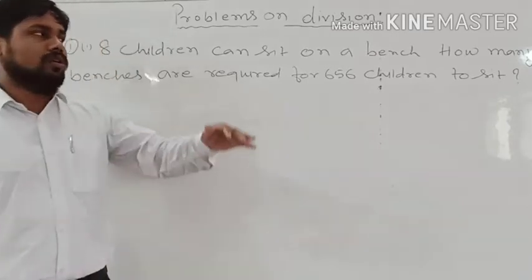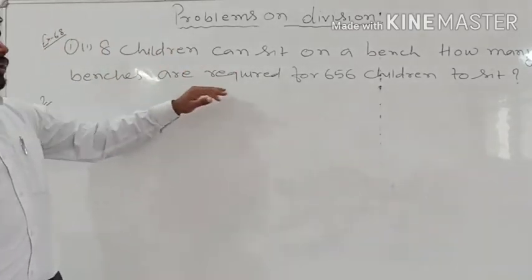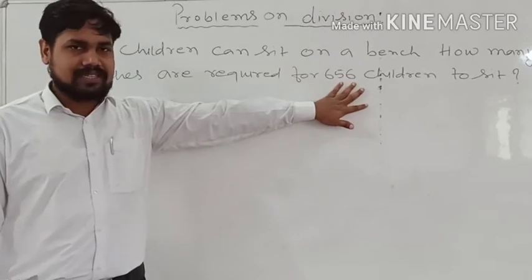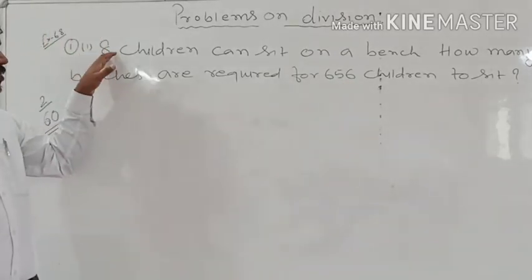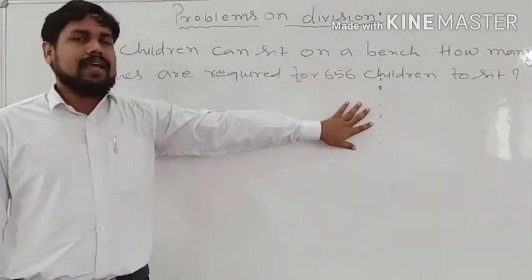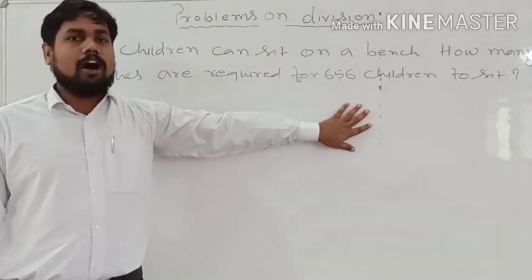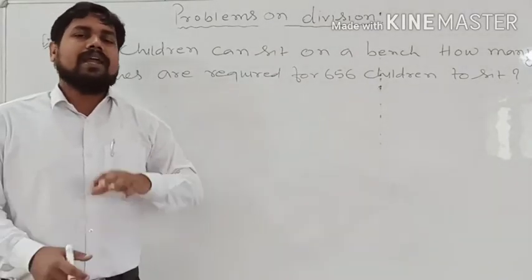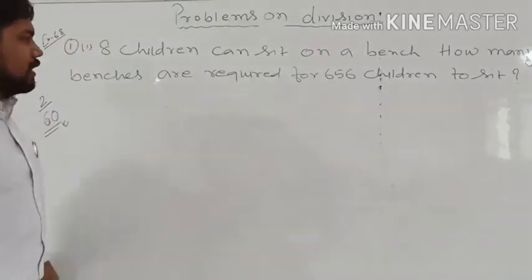So here also, if the number of students is this much, 656, and on a particular bench 8 children can sit, then we can find out how many benches will be required by dividing. Okay, so let us find this out.